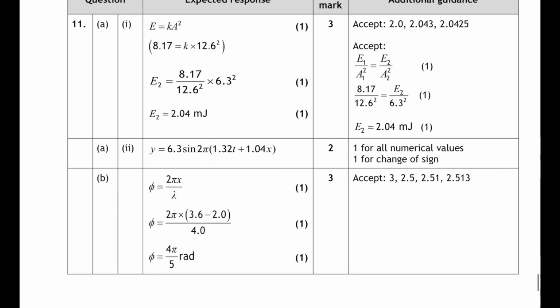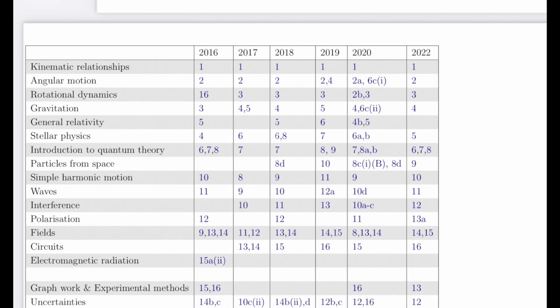In fact, if we look at the marking instructions for 11 part B, then the answer is given as 4 pi over 5 radians. That was a much smaller question, but similar in terms of being asked to do some calculations using the travelling wave equation.